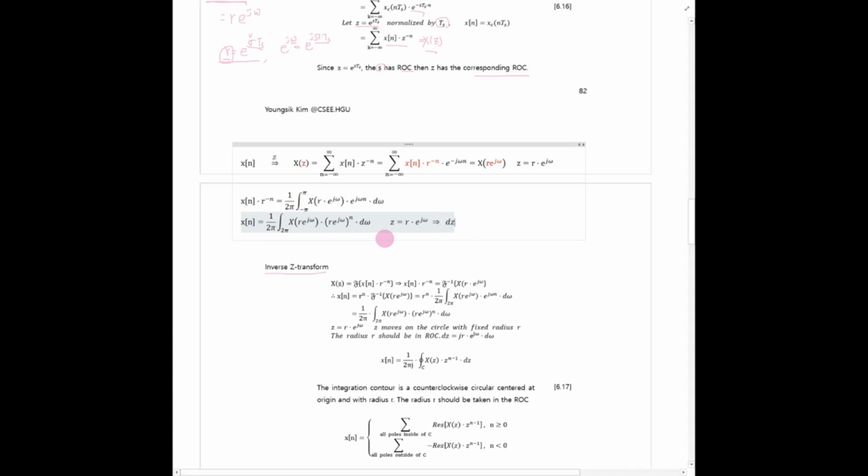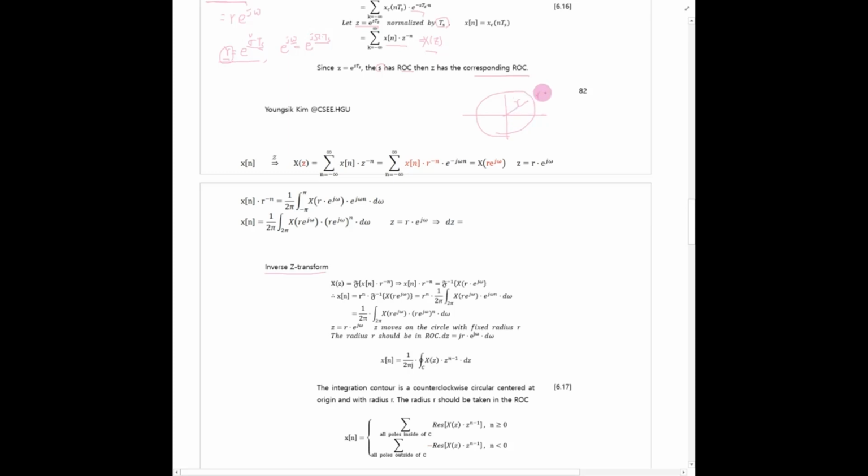Then dz, at this moment the variable omega is changing from minus pi to pi, the 2 pi range. So by taking the derivative dz, r is a constant at this moment. The circle radius is the same. The integration domain is just a circle. This one is a circle, radius is r.